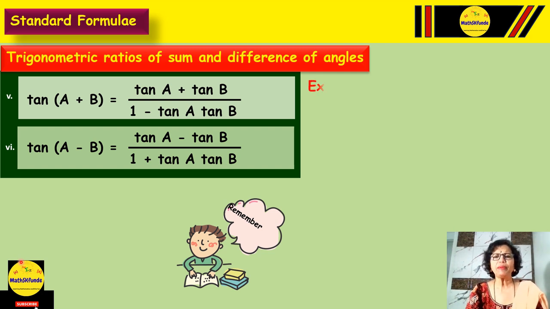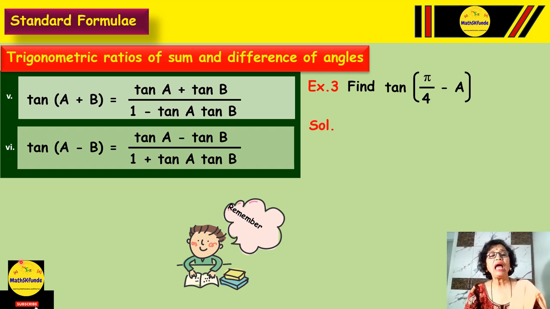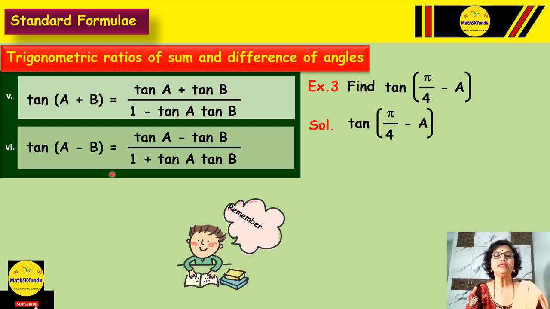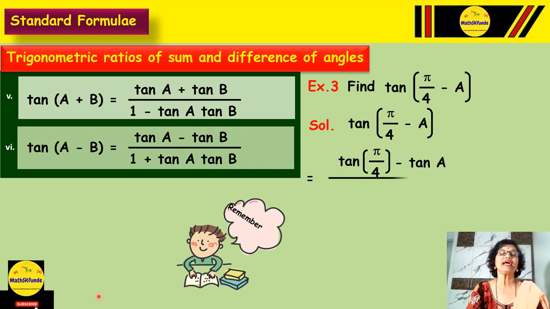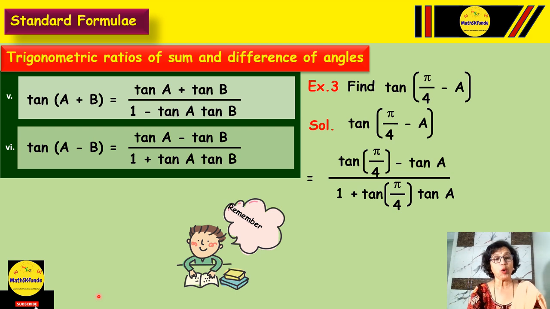Now let me take one example just to have more clarity if you wish. Tan pi by 4 minus a. If I have to evaluate this, I go for the formula of tan a minus b, and using this I will be writing tan a minus tan b upon 1 plus tan a tan b. So in place of a, I will be writing pi by 4, and in place of b, I will be writing a. So I rewrite it and I will get tan pi by 4 minus tan a upon 1 plus tan pi by 4 tan a.